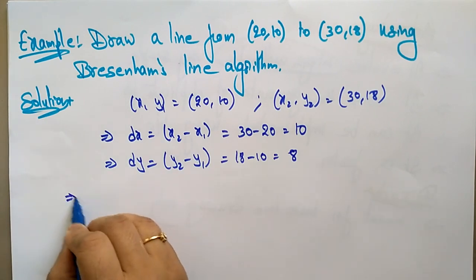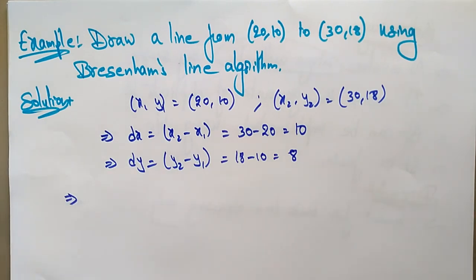In the Bresenham's algorithm, you have to take the decision parameter. The decision parameter has to be calculated. Based on the decision parameter, you can say whether the upside pixel is accepted or the downward pixel is accepted. That is based on the decision parameter.